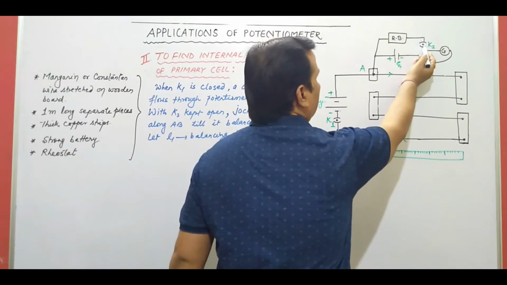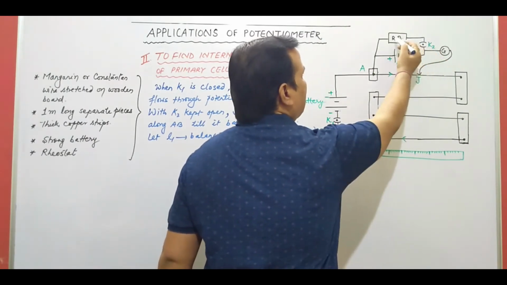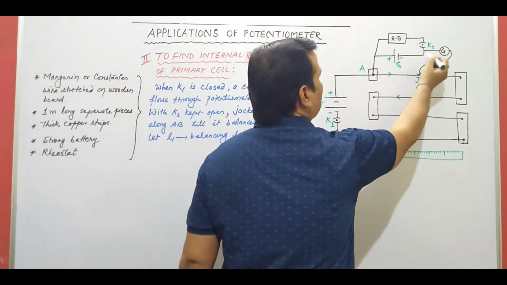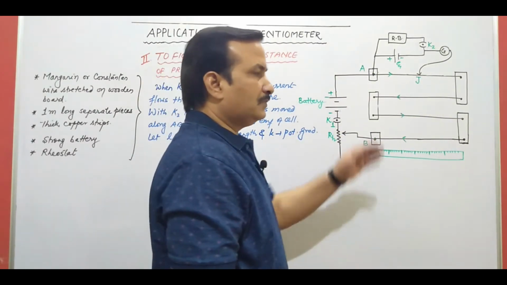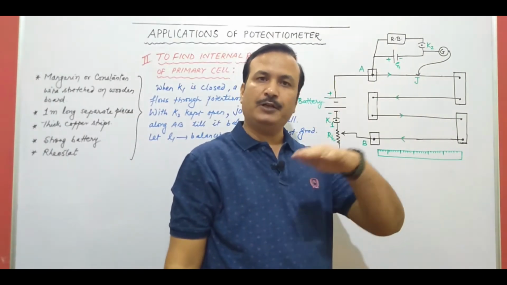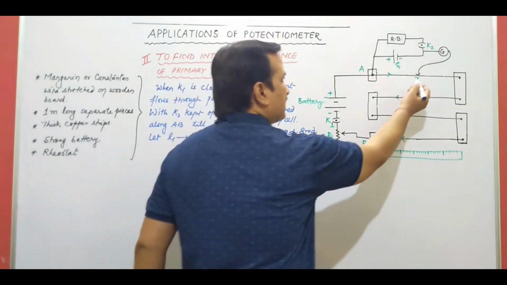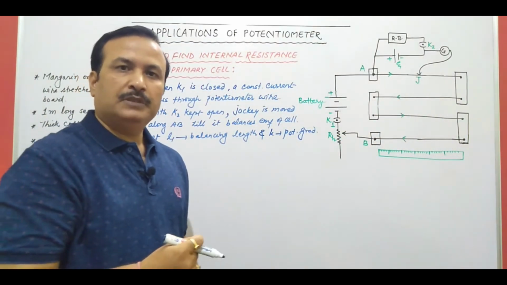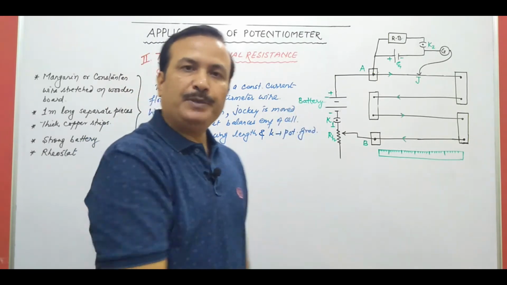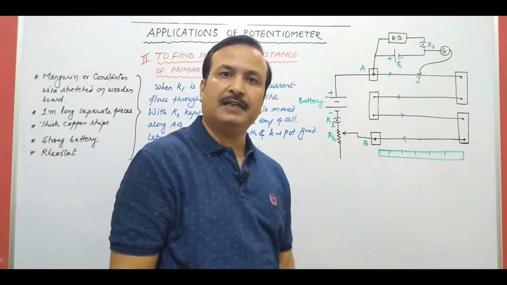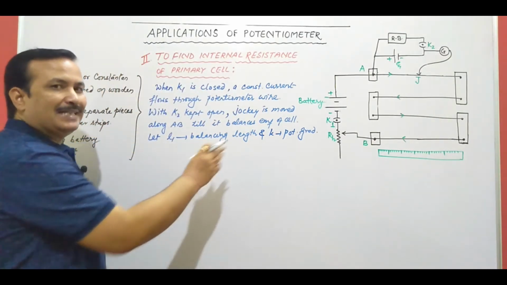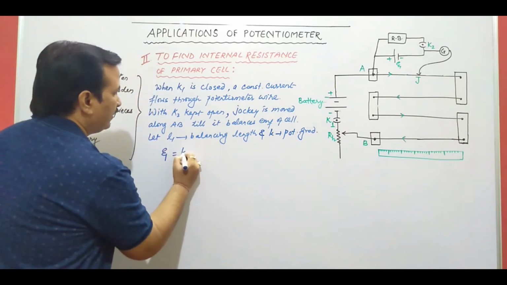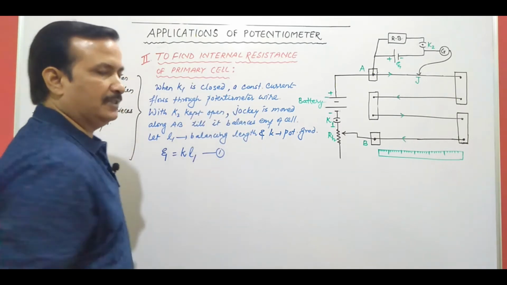With K2 kept open, we will not be introducing the resistance box or resistance in the circuit at first. Only the current will start flowing through the cell and we will find that the galvanometer shows a deflection, either to the left side or the right side. So we will start sliding this jockey over the wire and somewhere a point will come, a length such that the galvanometer will show no deflection. No deflection will come there. So if L1 is that balancing length and K is the potential gradient, what can we write? E equal to K L1. This is equation number 1.